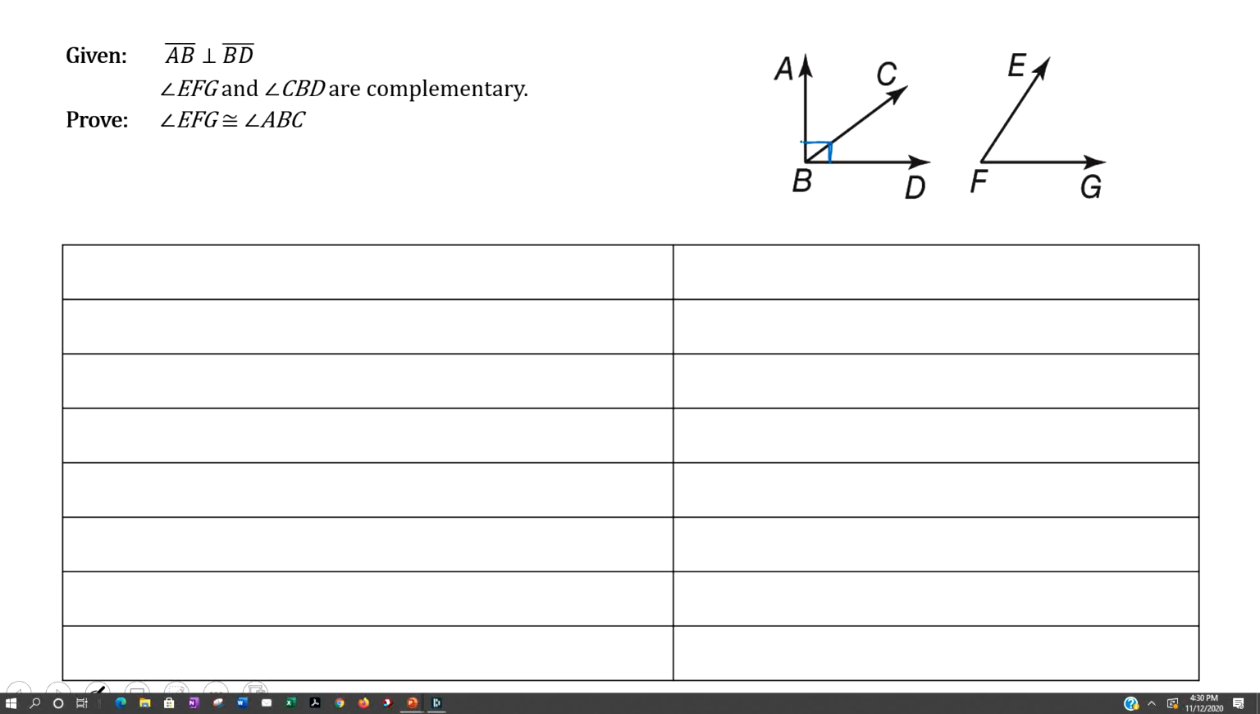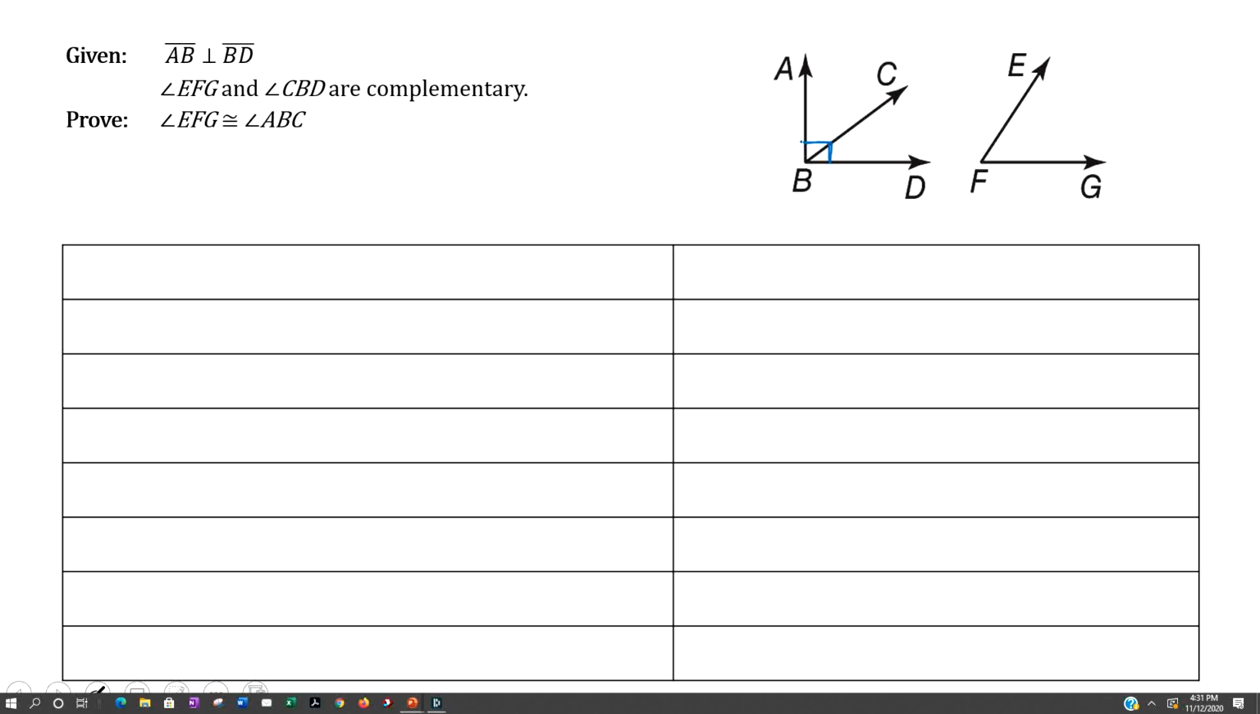Obviously, I want you to take some time and try to prove this out. See if you can do the proof yourself. If you can't, no worries. Come back and take a look at the answers. If you can, then you can check your answers and make sure you got everything right. Okay, so we're going to have our statements and our reasons.